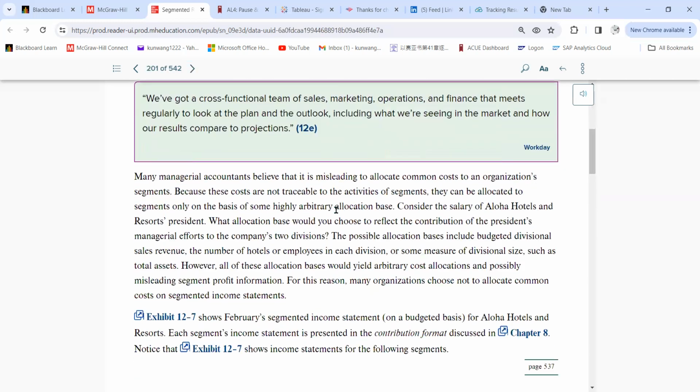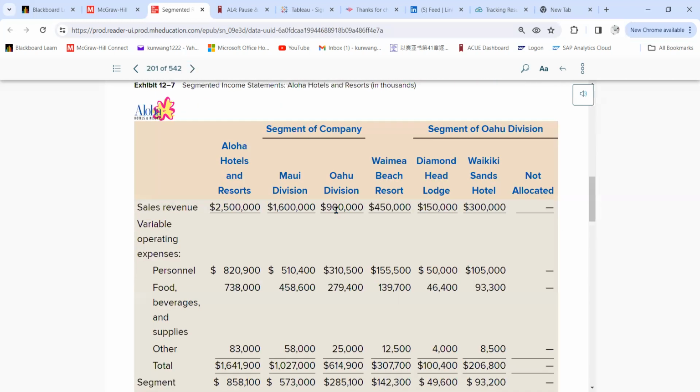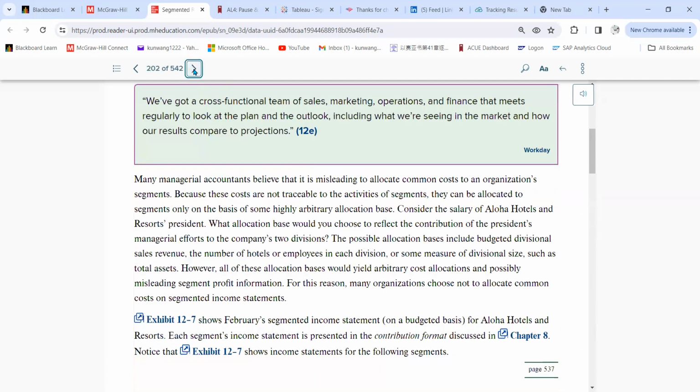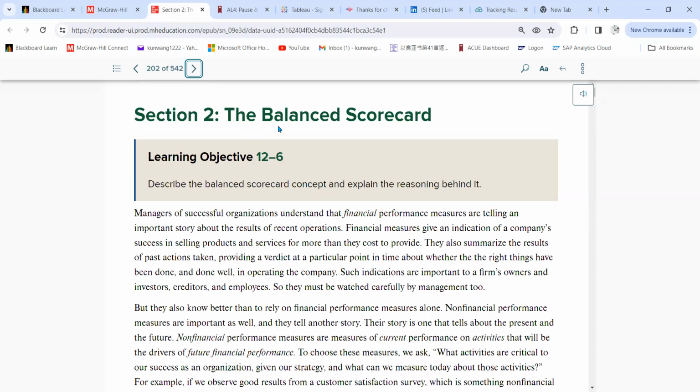Okay, so segment reporting. This is especially for a profit center. So how we put the segment performance together with the overall for the whole company, and also the balanced scorecard. Okay, thank you.